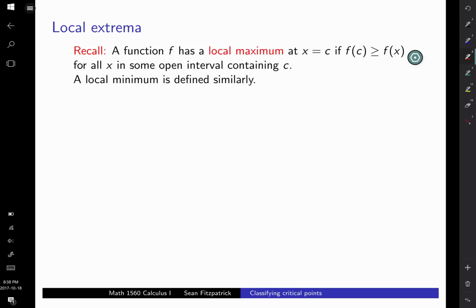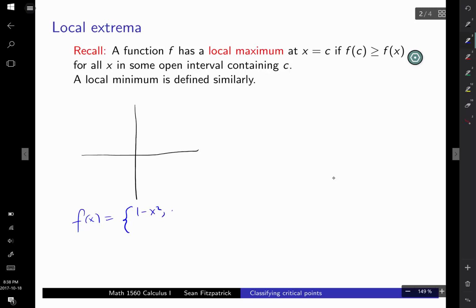And now, if we wanted to be really picky here, there are some weird things that could go on. For example, we could have something like this: f of x is equal to 1 minus x squared if x is less than 0, and then just 1 if x is bigger than or equal to 0. And then you get a graph that looks like this. It's a parabola when x is negative, and then we have a horizontal line when x is bigger than or equal to 0. And so this point here at 0, 1, technically, if we allow for bigger than or equal, that's a local max.